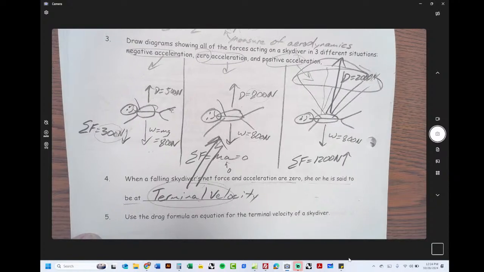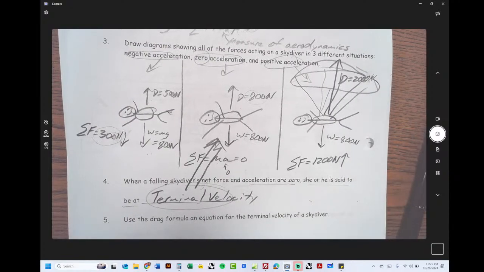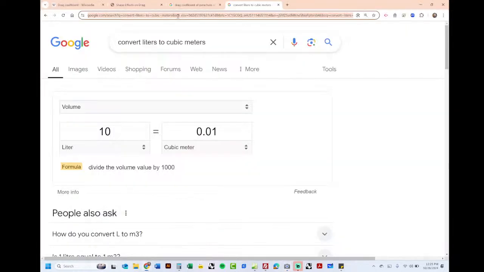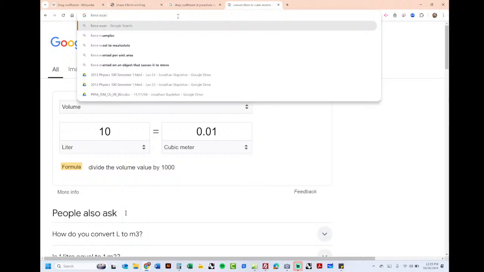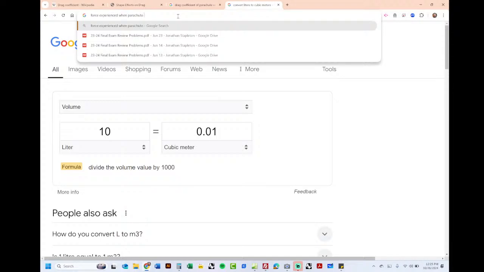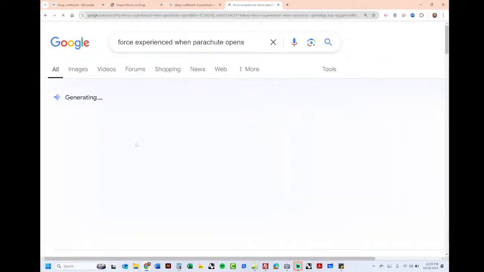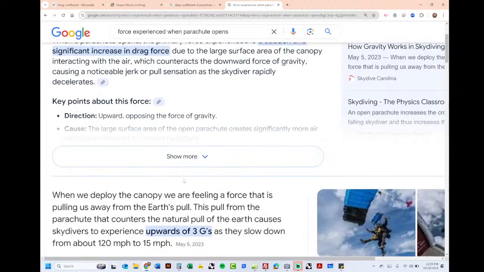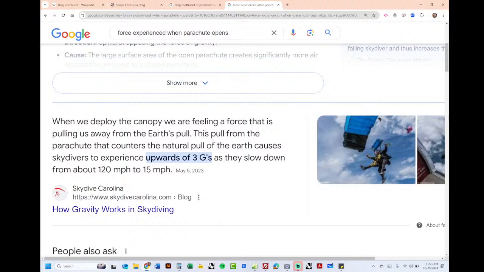That's probably too low. The jolt is much stronger than that. All right. Wait, how many tons of force? We could look it up. So let's see. Force experienced when parachute opens. What does the AI say? Significant. Oh, come on, that's weaseling out. Upward of 3 Gs, just pull from the parachute, counters the natural pull of the earth, causes them to experience upward of 3 Gs as they slow down from 120 miles per hour to 15 miles per hour.